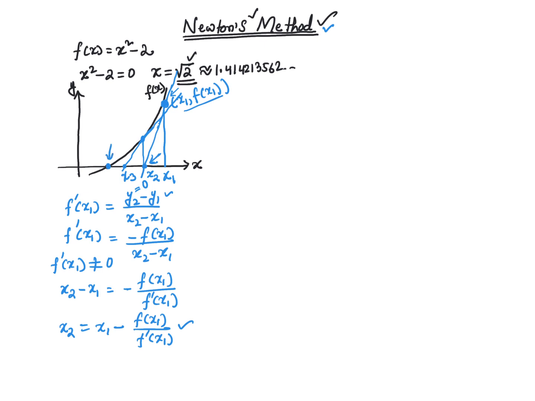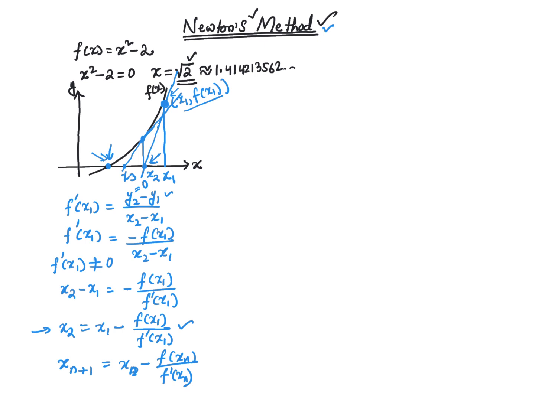And so we can rewrite this formula as a general formula: x sub n plus 1 is equal to x sub n minus f of x sub n divided by f prime of x sub n. And I can use this formula to get arbitrarily close to the desired point, where f of x is going to be 0.